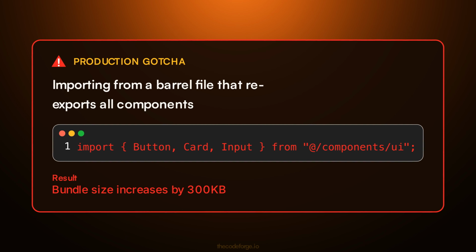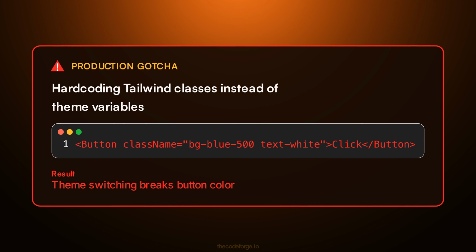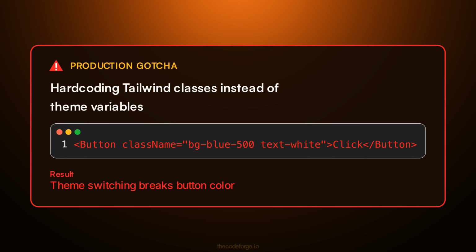Barrel files prevent tree shaking. Always import directly from the component file, like import Button from @components/ui/button. If you hardcode a color like bg-blue-500, it won't change when you switch to dark mode. Always use theme variables like bg-primary or text-foreground.